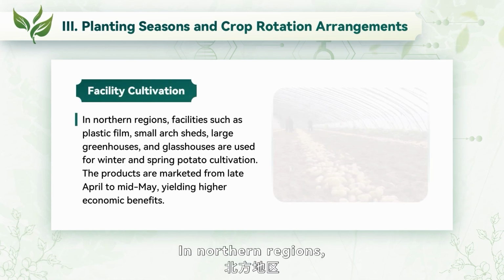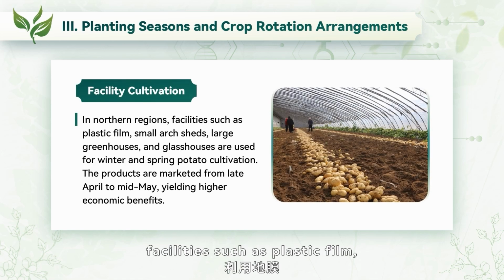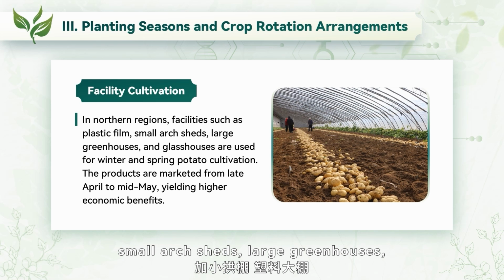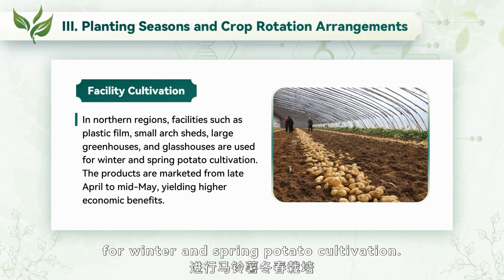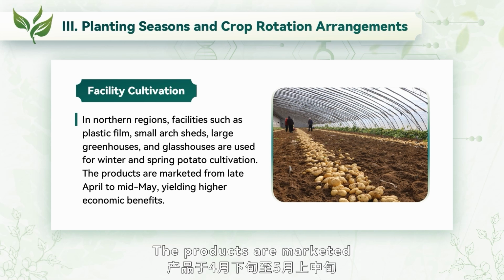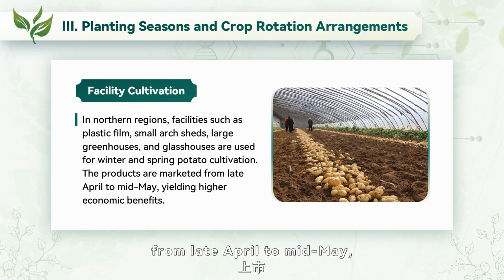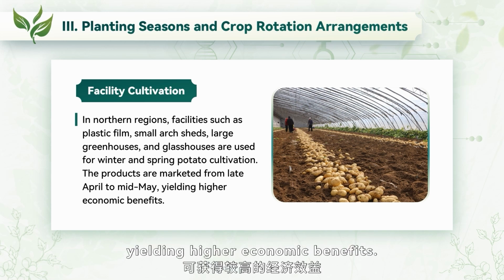Facility cultivation. In northern regions, facilities such as plastic film, small arch sheds, large greenhouses, and glass houses are used for winter and spring potato cultivation. The products are marketed from late April to mid-May, yielding higher economic benefits.